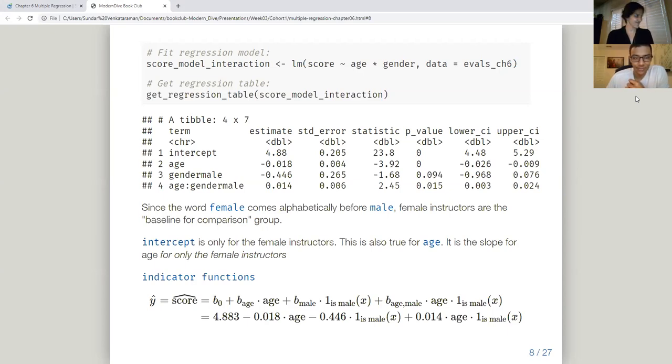Yeah, so it is tricky, Pavitra. It is really tricky. What's happening is the intercept, that's actually the average score for females, age 0.